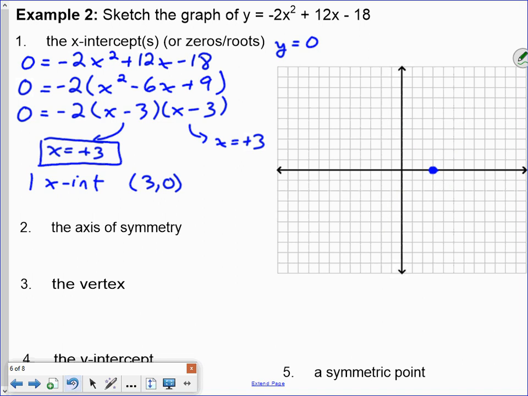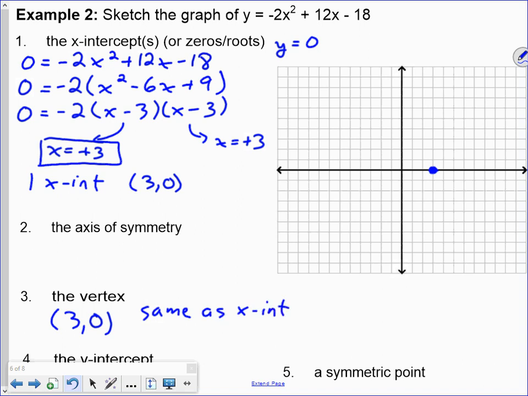So in this example here, we're going to jump over the axis of symmetry, and we're going to say that our vertex is (3, 0). Okay? And we can write a little note here that says it's the same as the x-intercept if there's one x-intercept. Now that we know that this is our vertex, (3, 0), we can draw in our axis of symmetry because we know that our axis of symmetry has to go through that vertex. So there's our axis of symmetry. And similarly, we know what the equation is going to be. It's going to be x equals 3.